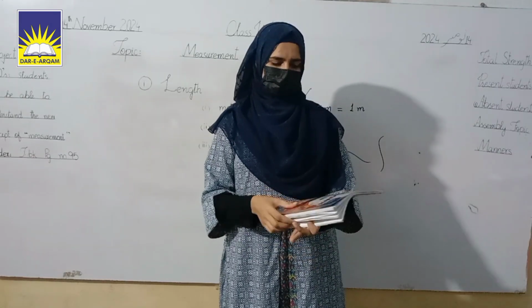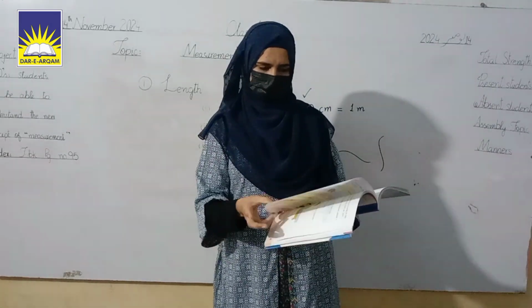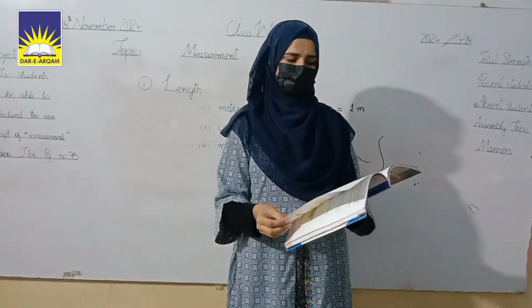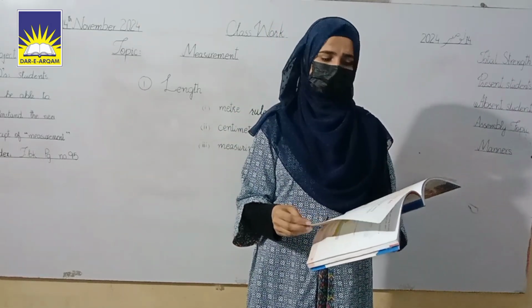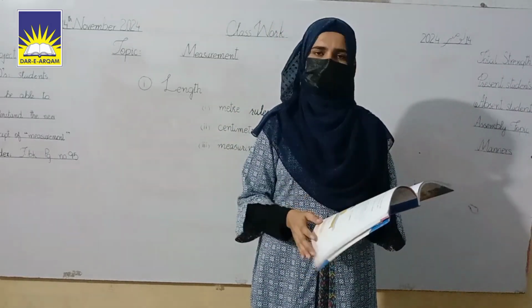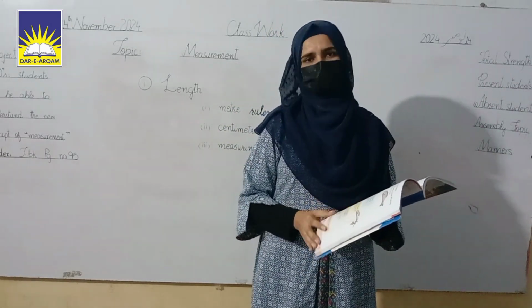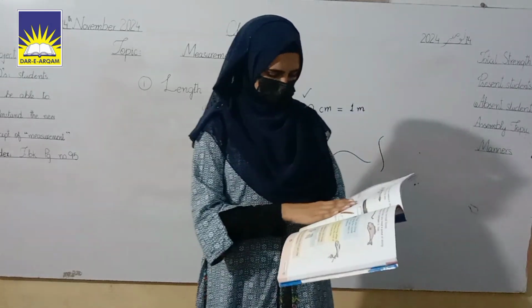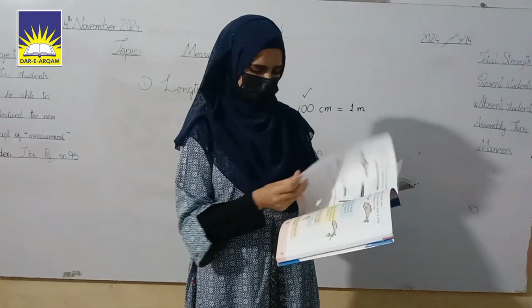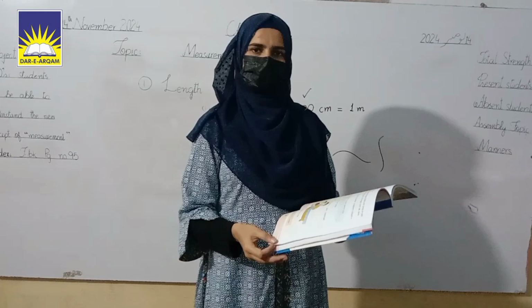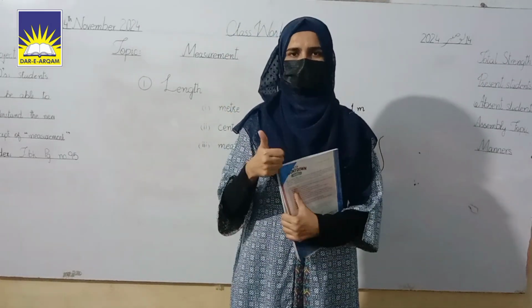Okay, in this class in maths, we have covered the concept of high order thinking skills, in which we covered length, the meter rule, centimeter and measuring curved lines. These are the pages from 95 to 97. Okay, I hope you understand the lecture.